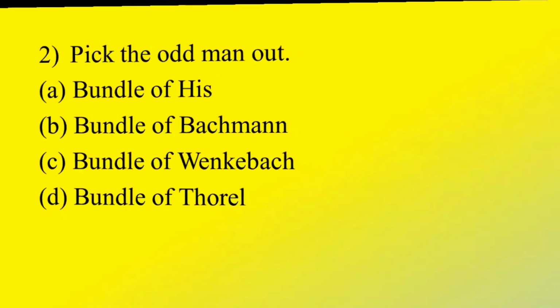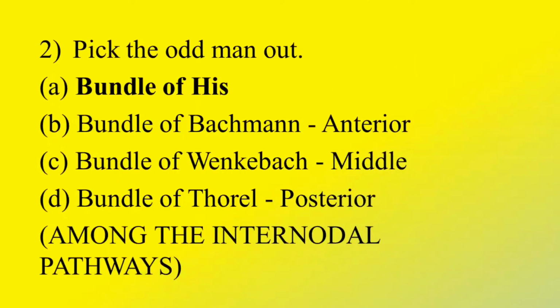Okay, coming to the answer. Bundle of His is the odd man out. Among the internodal pathways, bundle of Bachmann is the anterior one, bundle of Wenckebach is the middle, and bundle of Thorel is the posterior one. Hope you all got this right.